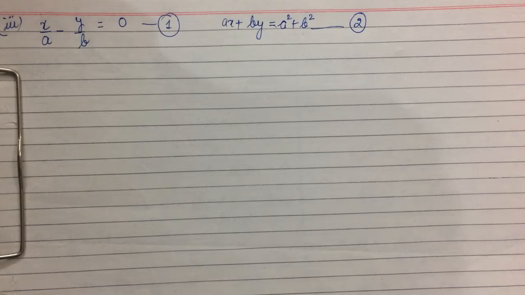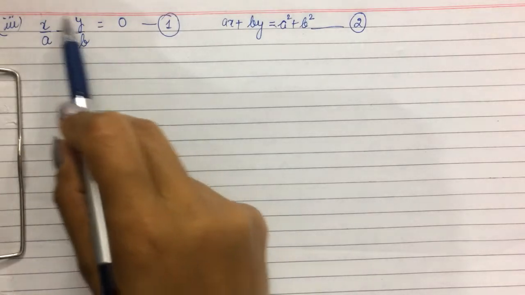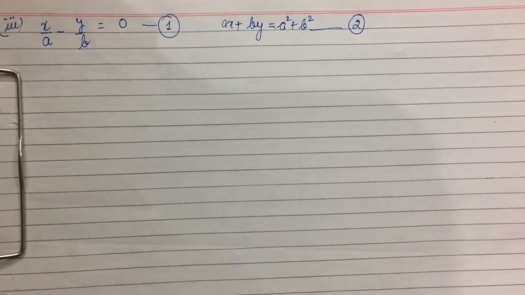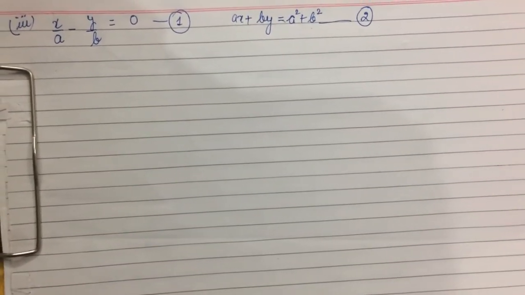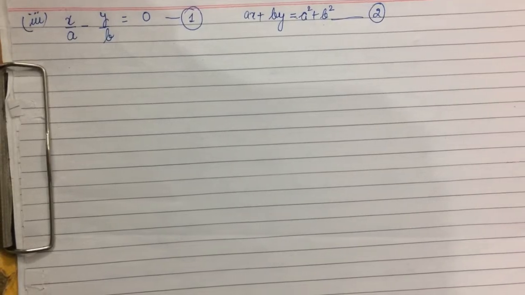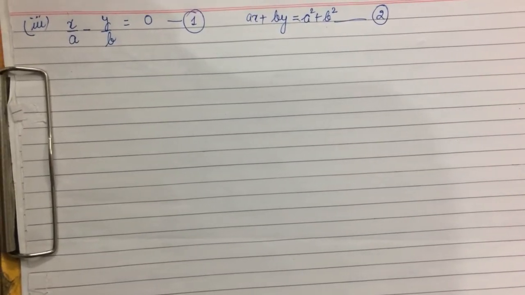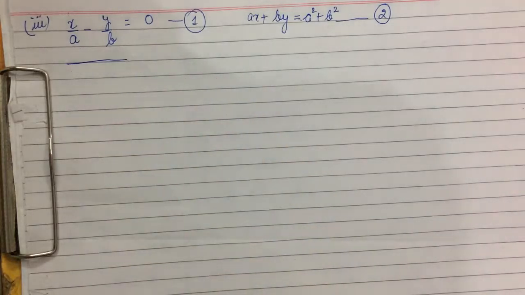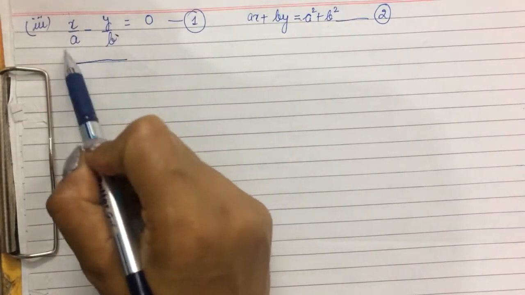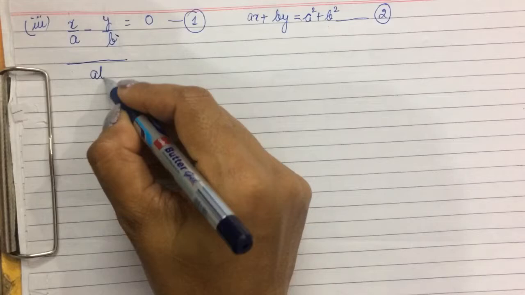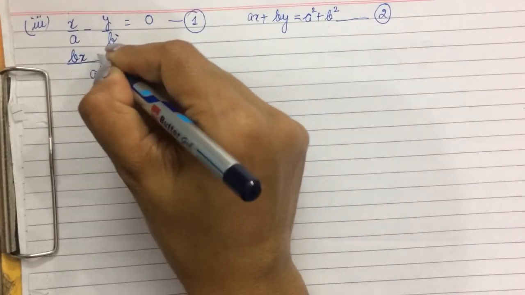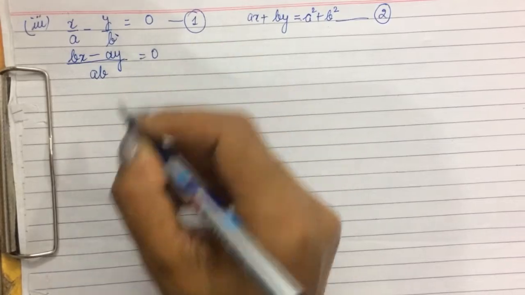Now what I'll start with is, I'm going to simplify my first equation. I've got fractions here and I don't want to work with fractions, so I'll be simplifying my first equation by taking LCM on the left hand side. So let us see what we have. Again, I'm using the butterfly method for taking the LCM. LCM will be the product of the denominators, ab. For the numerators, cross multiply: bx minus ay equals 0.